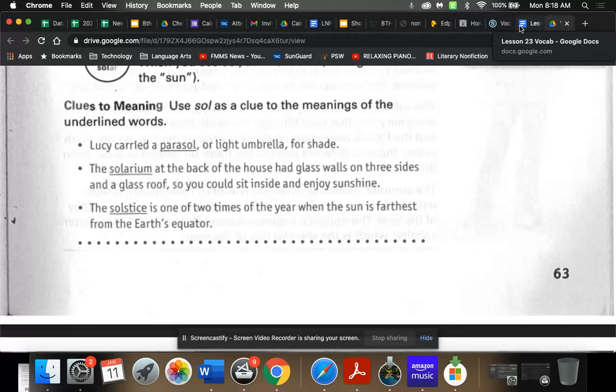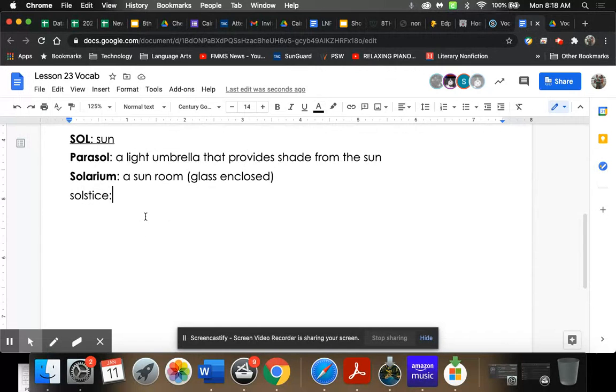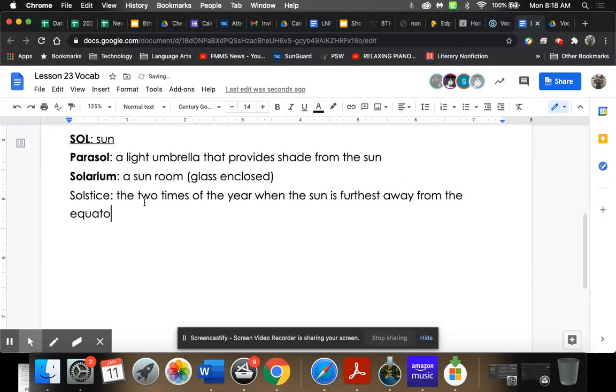So the solstice, it tells you right here, is the 2 times of the year when the sun is furthest away from the equator. Give a second to write that one down.